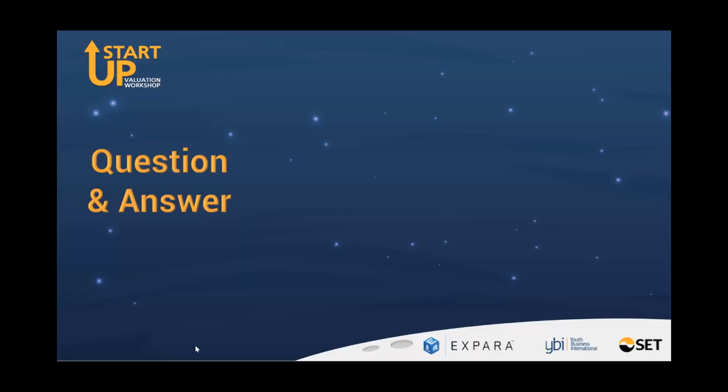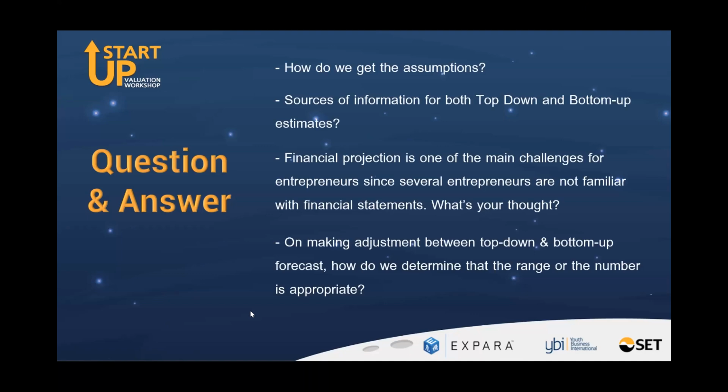Okay, before we go on to the Q&A box, here are some of the submitted questions from the survey last time. I think you have talked about the first and the second questions briefly. How do we get the assumptions, sources of information for both top-down and bottom-up estimates, as well as the fact that financial projection is one of the main challenges for entrepreneurs, since several entrepreneurs may not be familiar with financial statements. Would you please give a quick comment on these 3 points and then go on to the very last questions? Okay, so how to get the assumptions.